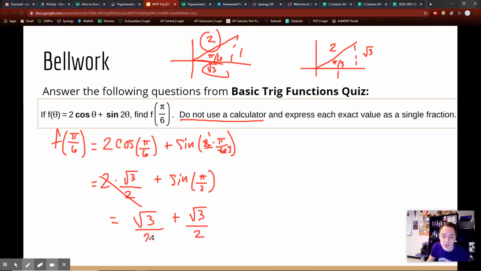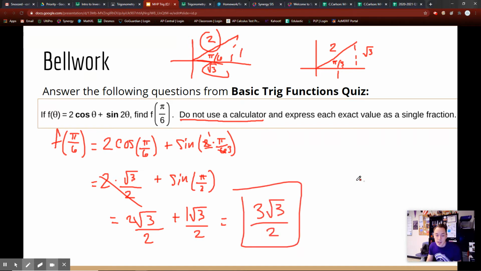And then times 2, which I know we just kind of did that already. Kind of sucks, but this is technically 1 radical 3, that's 2 radical 3, so when we combine them, it's 3 radical 3 all over 2. And that is my final answer. Yay! All right, let's erase.